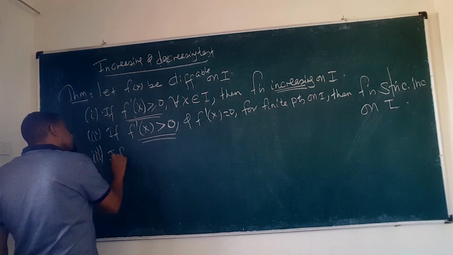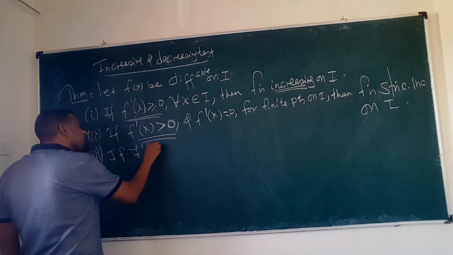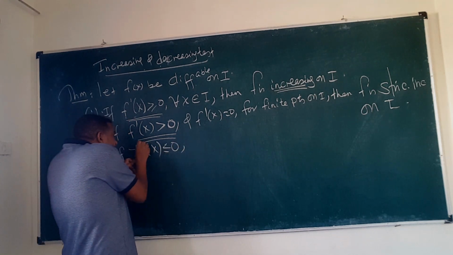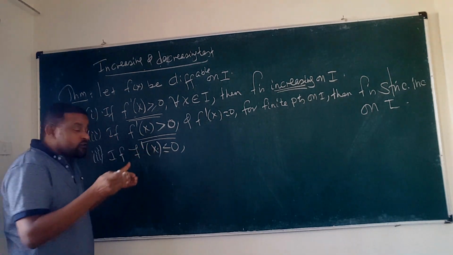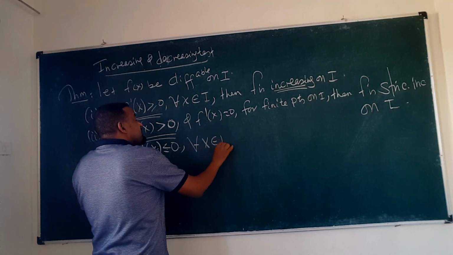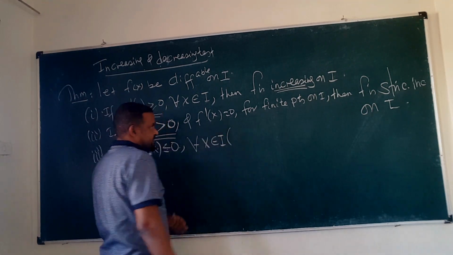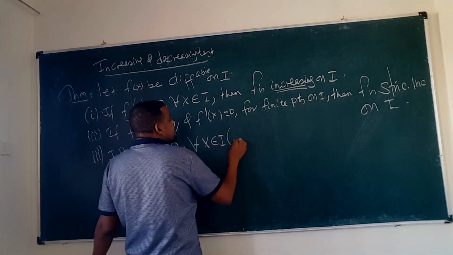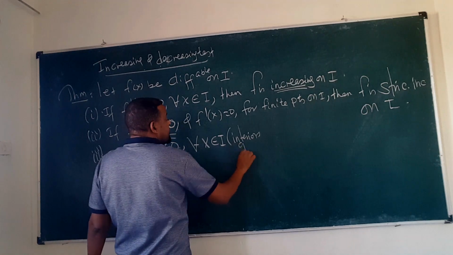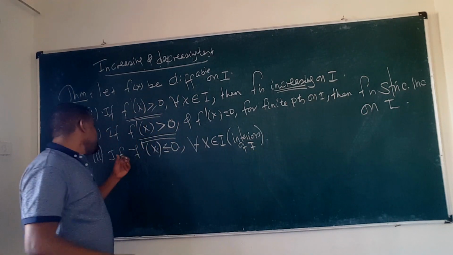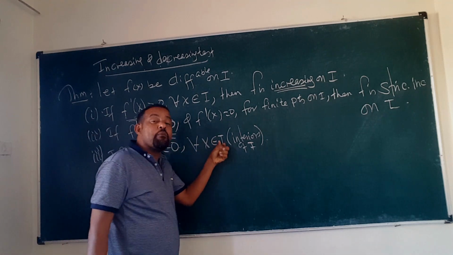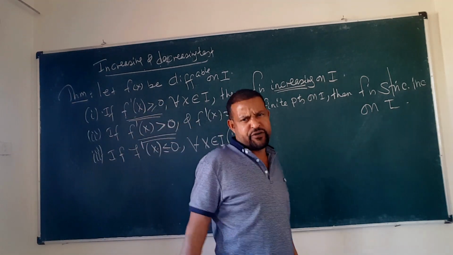Thirdly, if this first derivative at x is less than or equal to 0, if the first derivative function is less than or equal to 0, of course, for all x coming from I, in the interior part of I, right? In the interior of what? I. Okay. So if the first derivative of x is less than or equal to 0 for all x coming from I on the interior part, right?